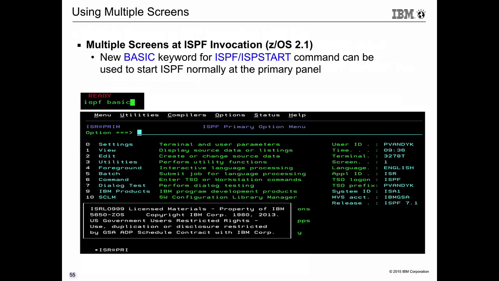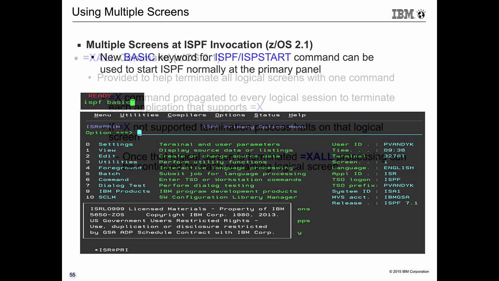Now if I've done that, and I've got my zstart variable created with all those panels, and I come in one day and I want to get into ISPF but I don't want all those panels there, I just want the primary option menu only, I can start ISPF with the keyword basic, and it will bypass the zstart processing.